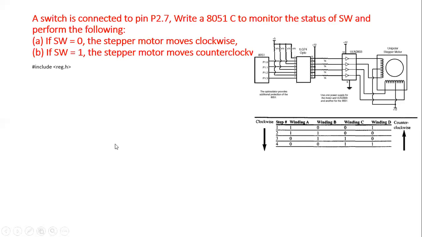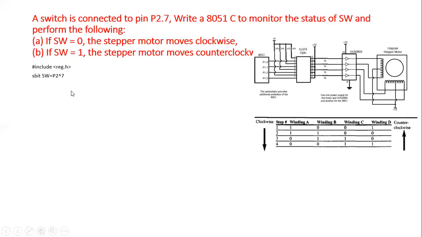So what do we do? First statement, we write the header file. We include the header file called reg.h, which will have the details about most of the constructs that we use in our program. Then we also give an alias for pin P2.7. Now it is called SW. We are using an sbit construct to give an alias for pin P2.7.